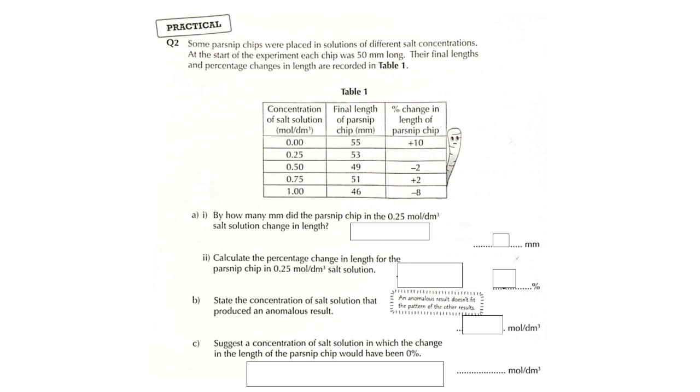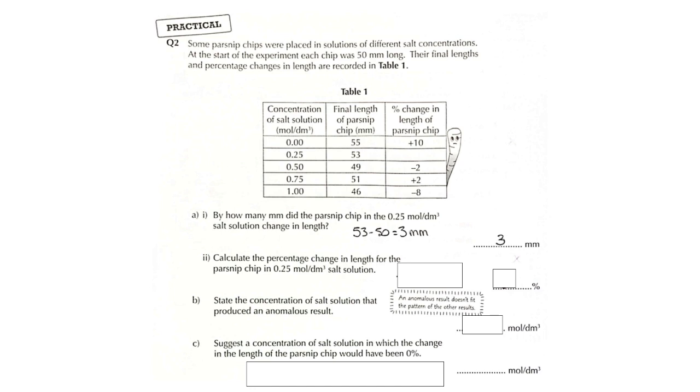Some parsnip chips were placed in solutions of different salt concentrations. All the data is provided here. By how many millimeters did the parsnip chip in the 0.25 mol per dm cubed salt solution change in length? So at first it was 50 millimeters long. At the end it was 53. 53 minus 50 is 3 millimeters.